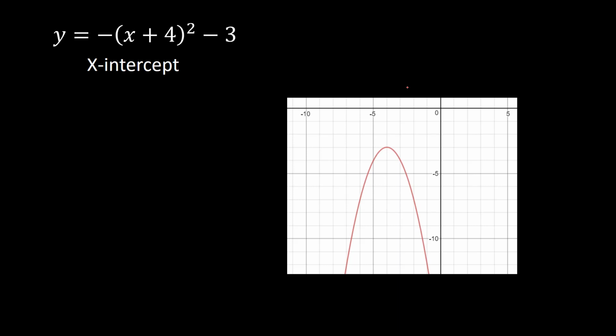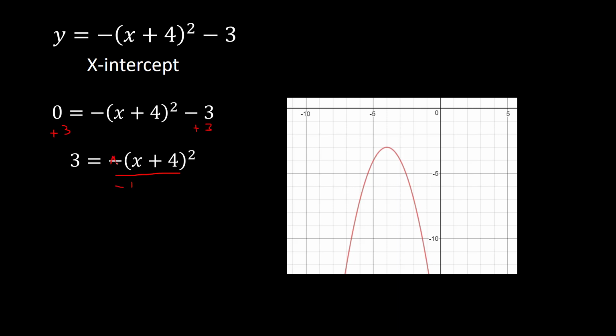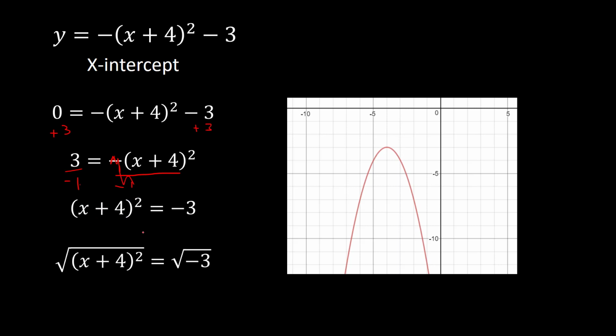And then your x-intercept is where it crosses your x-axis. So on the x-axis, y would be 0. So plug a 0 in for the y and then solve. You can add 3 to both sides. You're going to get 3 equals negative (x plus 4) squared. You can divide both sides by negative 1 to get rid of this. So now we have negative 3 equals (x plus 4) squared. Get rid of the squared by taking the square root of both sides.